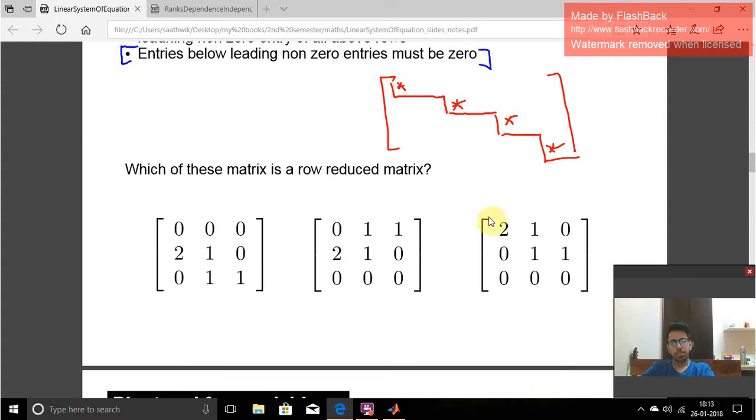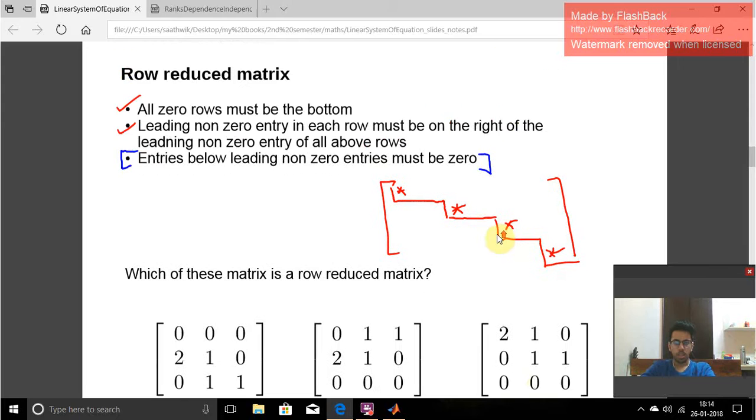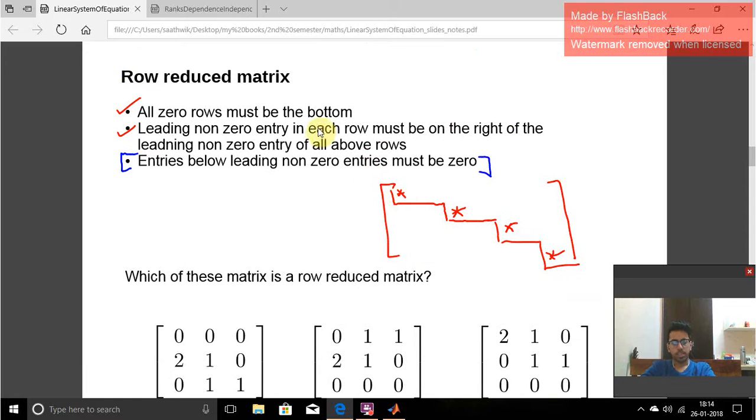That is basically this. If this is the leading non-zero entry of our first row, the entries below it should be zero. Like in this column, these two entries must be zero. Secondly, if this is the second row and this is the leading non-zero entry, then the entry below must be zero. So that is basically the row reduced form.